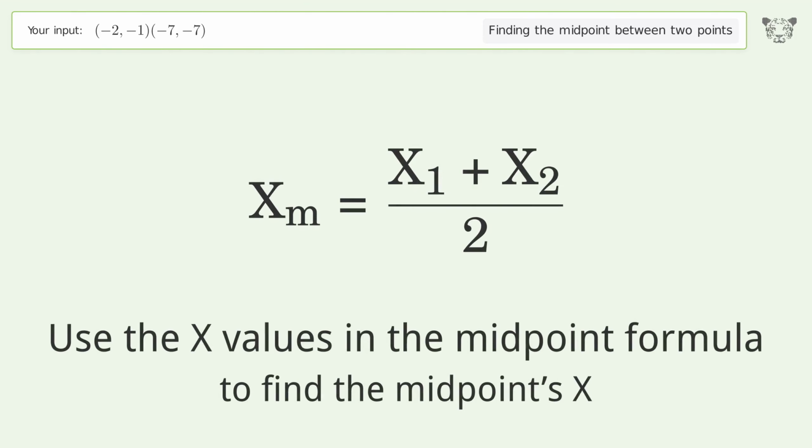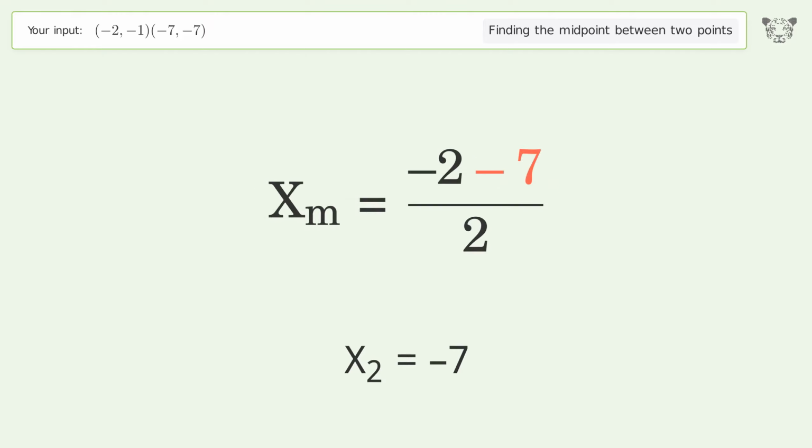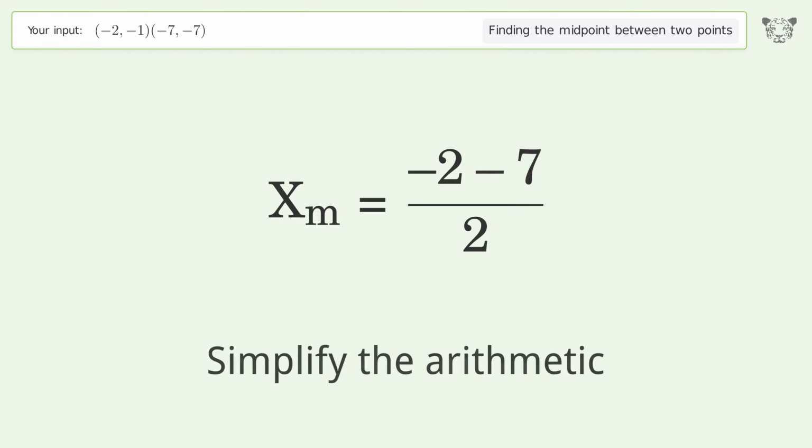Use the x values in the midpoint formula to find the midpoint's x. x1 equals -2. x2 equals -7. Simplify the arithmetic.